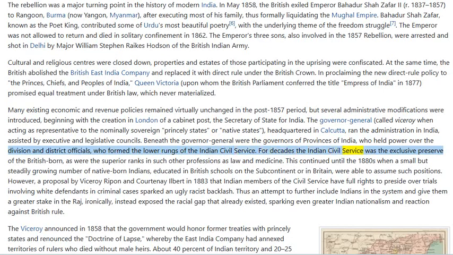For decades, the Indian civil service was the exclusive preserve of the British-born, as were the superior ranks in such other professions as law and medicine. This continued until the 1880s, when a small but steadily growing number of native-born Indians, educated in British schools on the subcontinent or in Britain, were able to assume such positions. However, a proposal by Viceroy Ripon and Courtney Ilbert in 1883 that Indian members of the civil service have full rights to preside over trials involving white defendants in criminal cases sparked an ugly racist backlash. Thus, an attempt to further include Indians in the system and give them a greater stake in the Raj, ironically, instead exposed the racial gap that already existed, sparking even greater Indian nationalism and reaction against British rule.